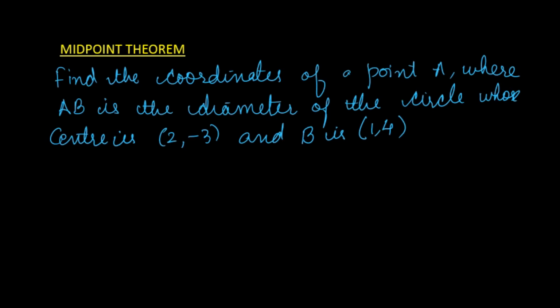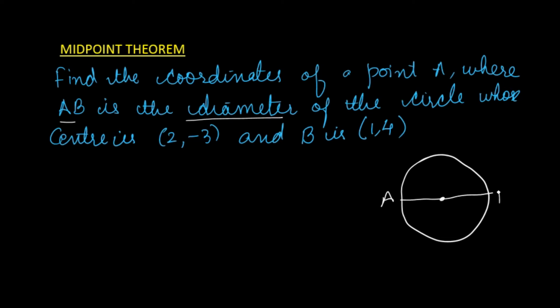Let us draw the figure first and see what all is given to us. So the circle is given to us. AB is the diameter. The diameter passes through the center of the circle. So let this be AB, the diameter. This is the center. The coordinates of the center are given as 2 and -3. The coordinates of point B are given as 1 and 4. We have to find the coordinates of A. Let it be x1 and y1, and the coordinates of B be x2 and y2, which is 1 and 4.